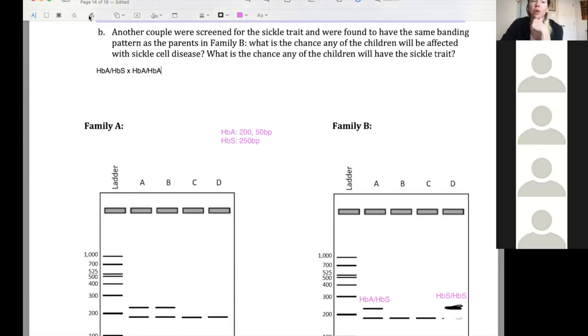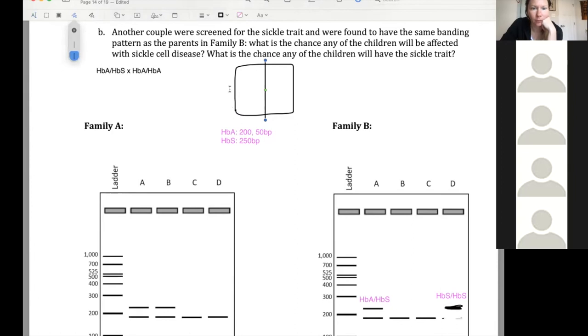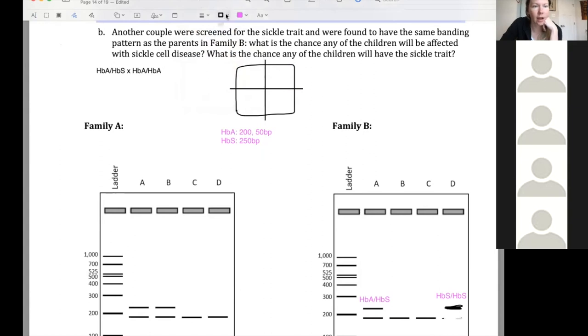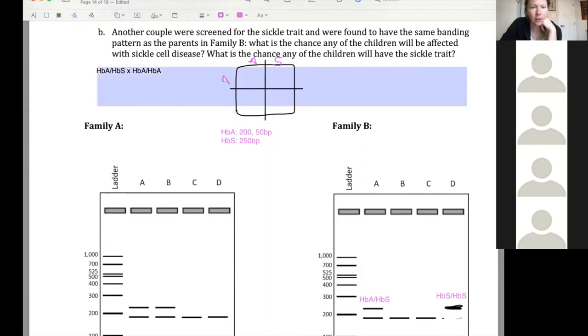So we can figure this out by drawing a Punnett square. Oh, I don't want to color it in. Okay, and then we can put the parents' alleles. So one parent is AA and the other parent's AS. So we got an A and an S and then two A's.